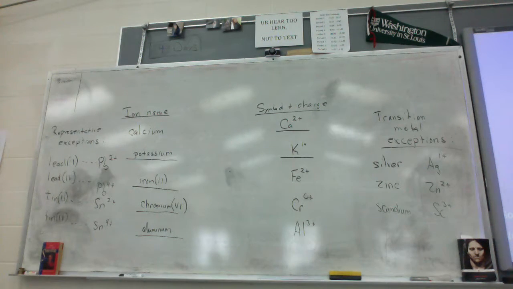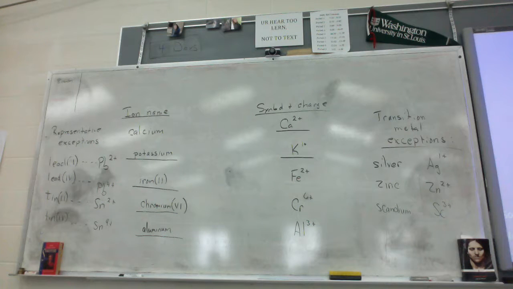So 2 things that you need to keep track of there. You have to know their charges. And you're not going to be able to determine silver's charge based on its position on the periodic table because it's not a representative element. You're just going to have to flat out know that silver's a 1+. Same thing with zinc. Zinc's a 2+, and scandium's a 3+.